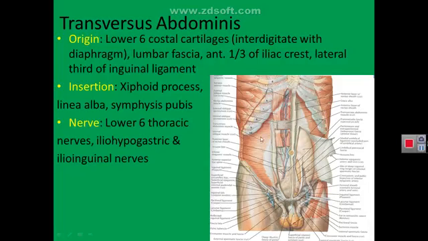Transversus abdominis, this is transversus abdominis, has transversely running muscle fibers. It lies deep to internal oblique. It originates from the lower 6 costal cartilages, where it interdigitates with the origin of the diaphragm. Also, it originates from the lumbar fascia, from the anterior one-third of the iliac crest, and from the lateral one-third of the inguinal ligament. The insertion is into the linea alba, extending from the xiphoid process to the pubic symphysis, and that's all.